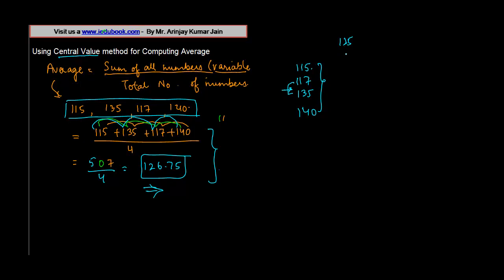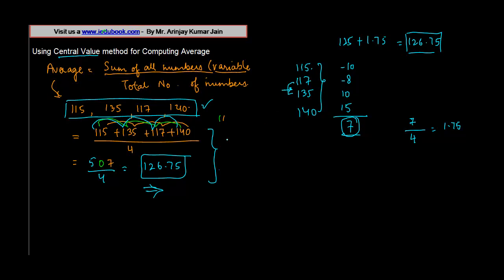So 115 minus 125 is minus 10, 117 minus 125 is minus 8, 135 minus 125 is 10, 140 minus 125 is 15. You do a sum of all these four numbers. So minus 10 minus 8 is minus 18, plus 10 is minus 8, plus 15 is 7. Once you get a sum of these numbers, 7, you divide it by the total numbers which are present, which is 4. 7 divided by 4 is 1.75. And you add this number to this to get the average.